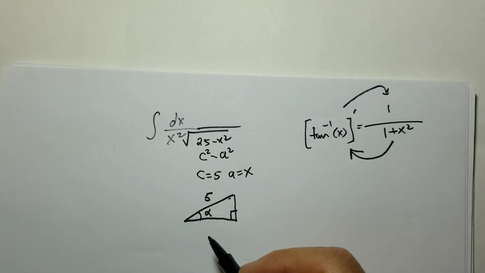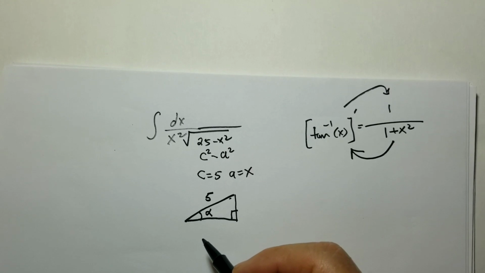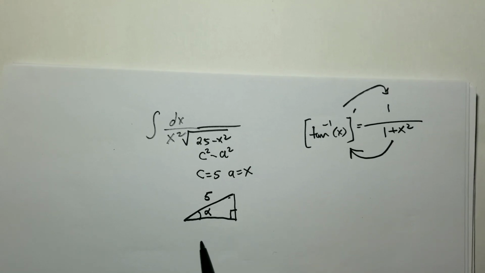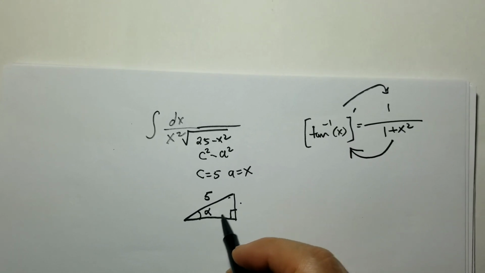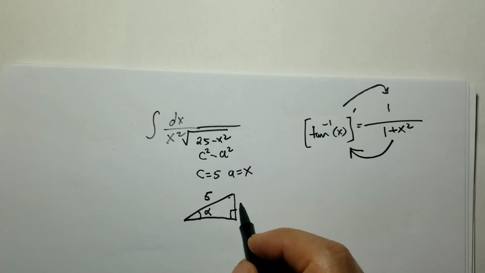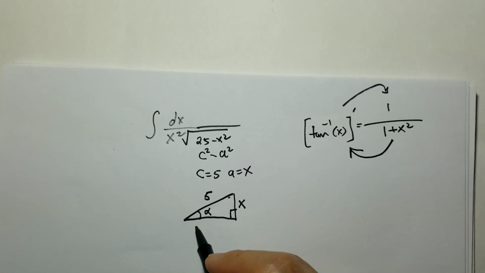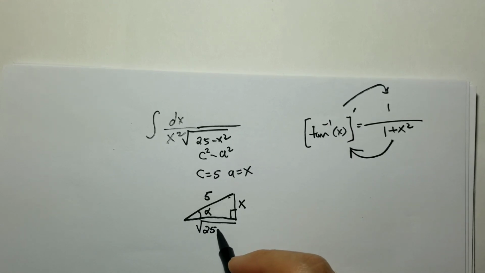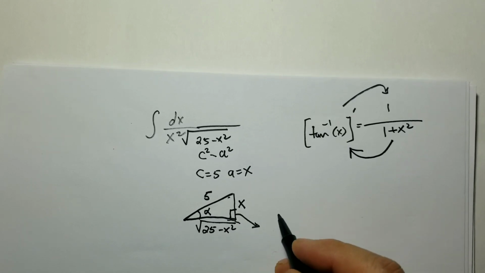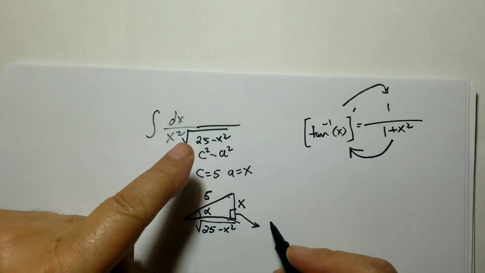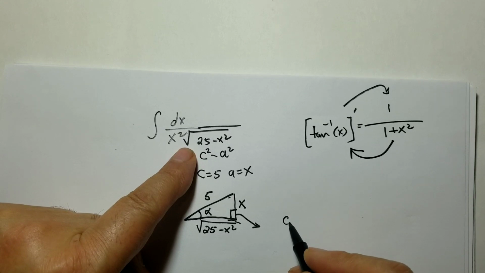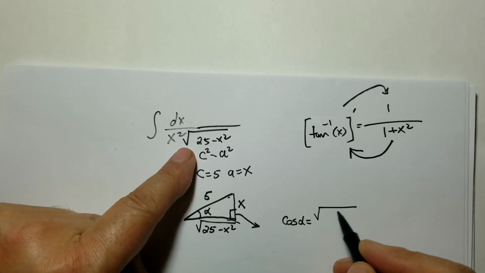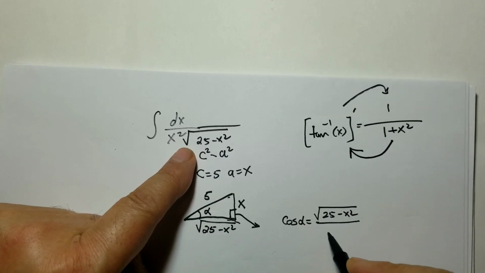When we do trig substitution, we are either going to use sine, tangent or secant. Because this is constant, my x goes either here or here. If I put it opposite, I can use sine. This is x, therefore this side is the square root of 25 minus x squared. Now I use this triangle to solve for the most complicated part of my problem. I would say cosine of alpha equals the square root of 25 minus x squared over 5.